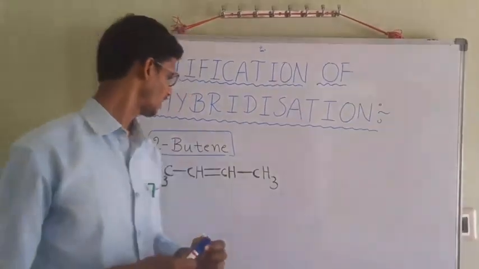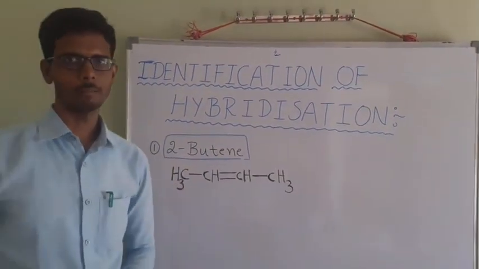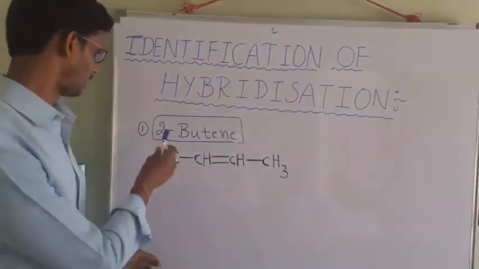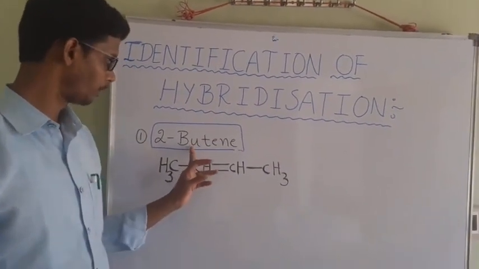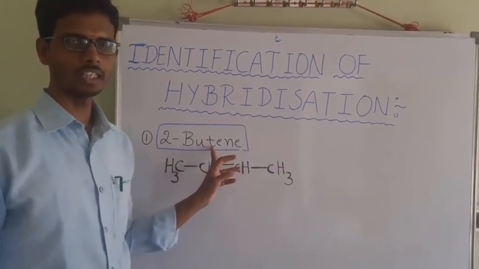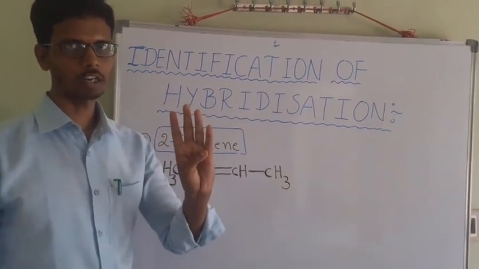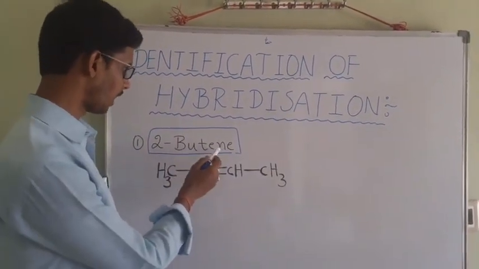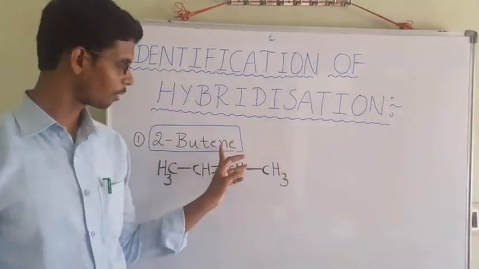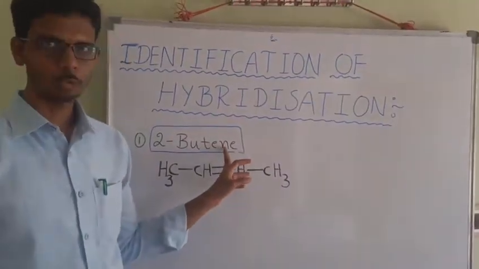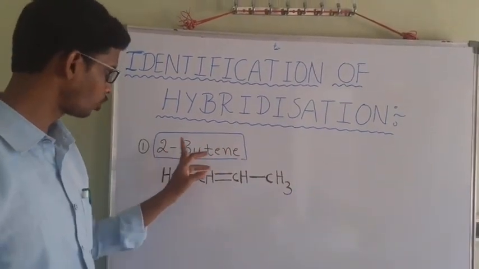First of all, let us see the first example, butene, that is 2-butene. The name itself indicates the root word but, which means 4 carbons. The suffix ene means it has a double bond. The double bond is in which position? Second position. That's why 2-butene.